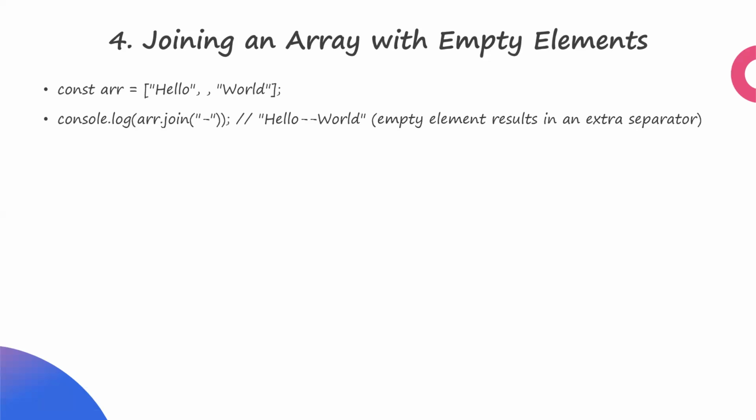All right. So you can see we are joining this array with the separator of hyphen. So we now got hello hyphen hyphen because there is a space here. So an empty element results in an extra separator. All right, because we have three items. After hello, there is a hyphen, and after this space there will also be a hyphen. So that's why we got this. So just play around with it so that you can see it. It's very simple to understand.